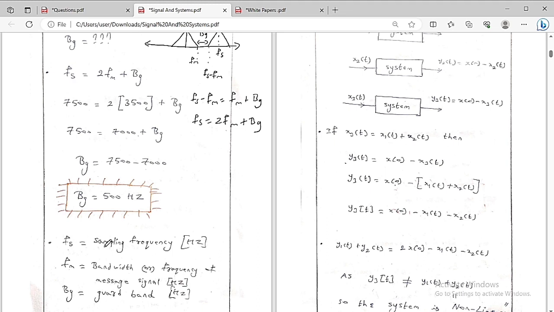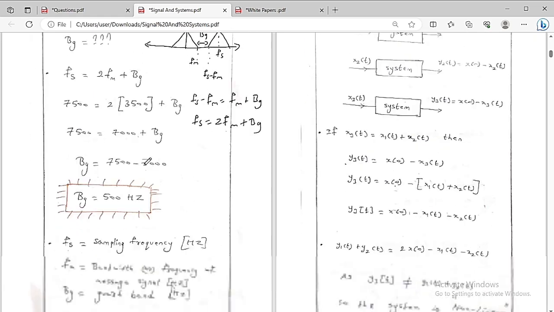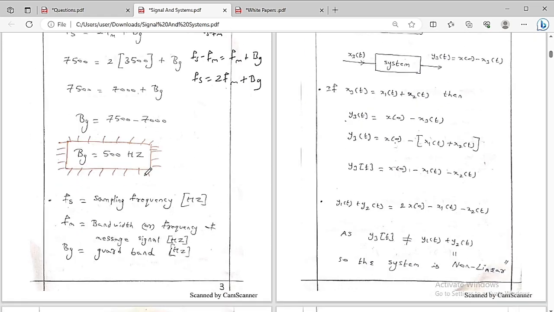Fs is called the sampling frequency and it is in hertz. Fm is called the bandwidth or the frequency of the message signal, and it is in hertz. And Bg is called the guard band. The guard band is also in hertz, because if these are in hertz, this is also hertz. So this is the correct solution of this question.